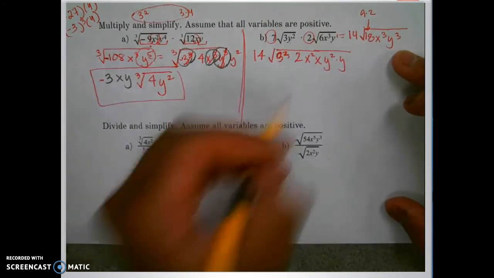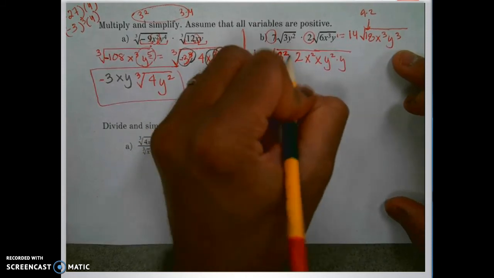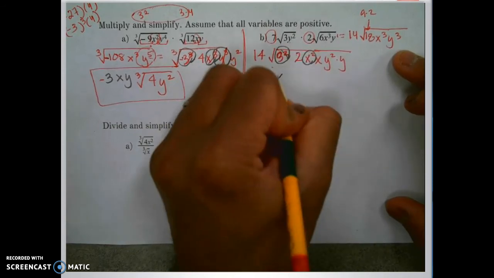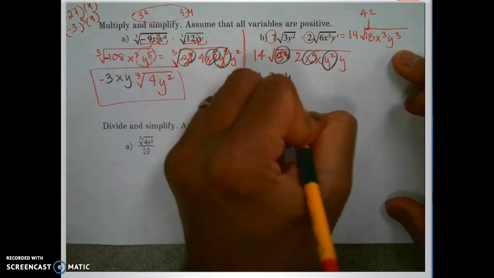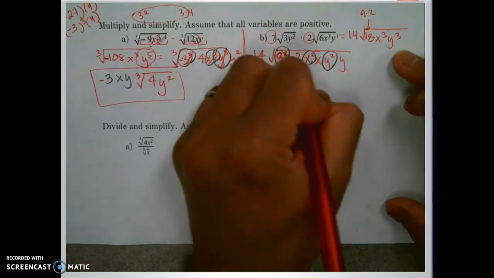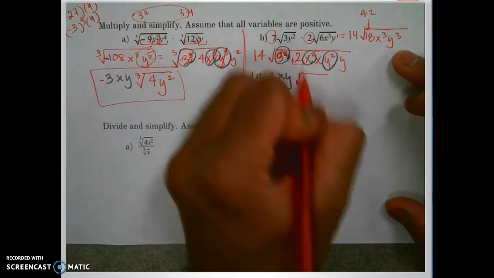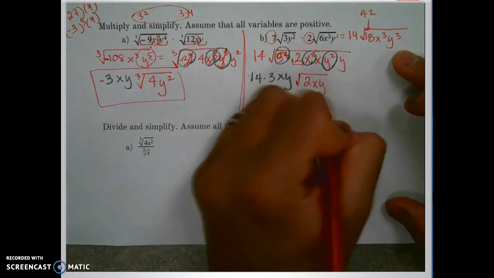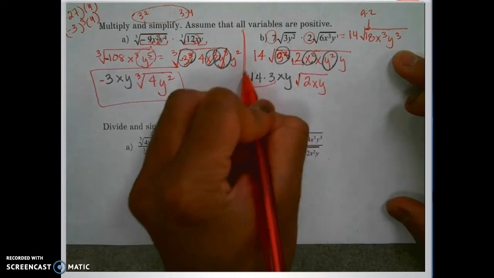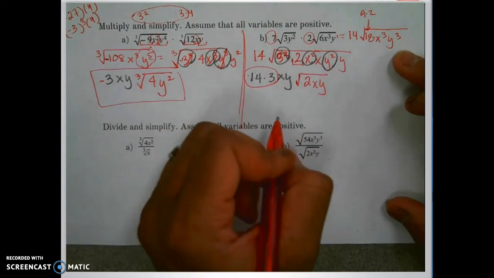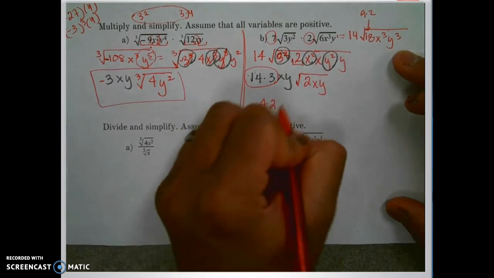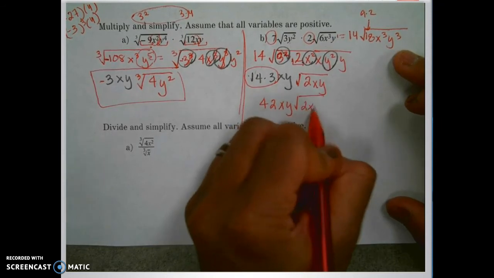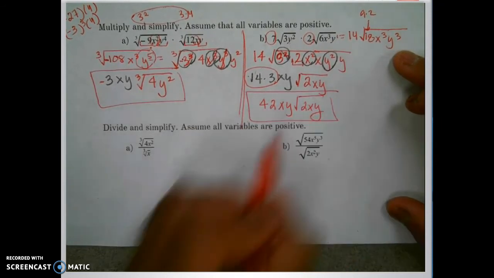What am I pulling out? Well, I had this 14 already. This cancels, so I just have times 3. This can come out. X, there's only one perfect y squared, so I'll pull that out. And then my leftovers are still in here. So I still have a 2, I have an x, and I have a y. The last thing I will require you to do is to multiply 14 times 3 and get 42xy times the square root of 2xy. And that is all we can do for that problem.